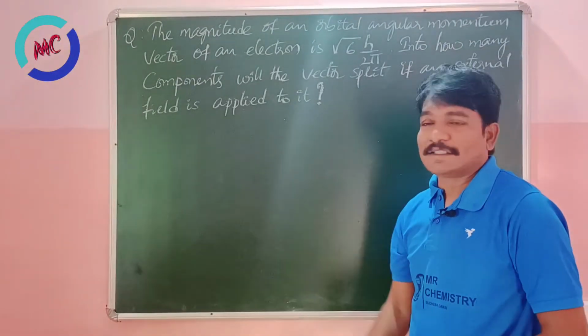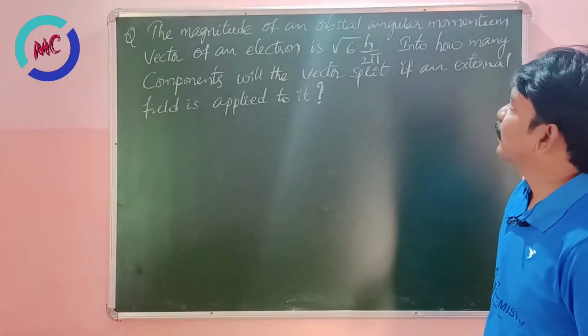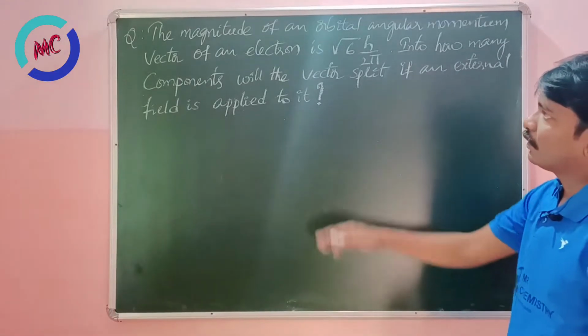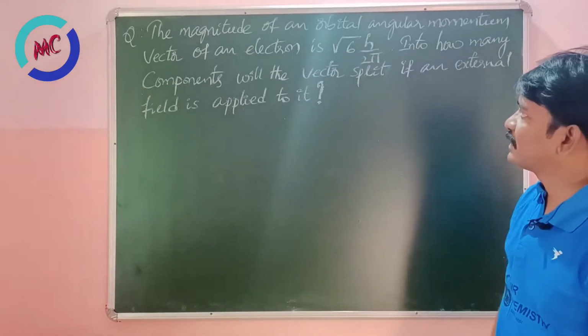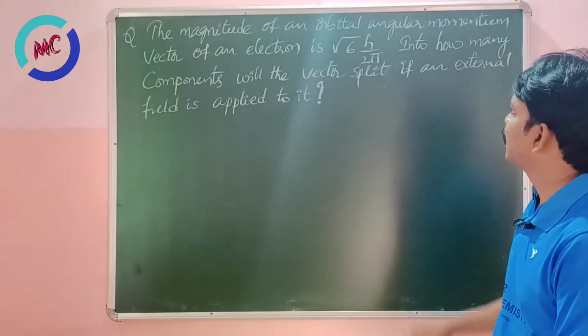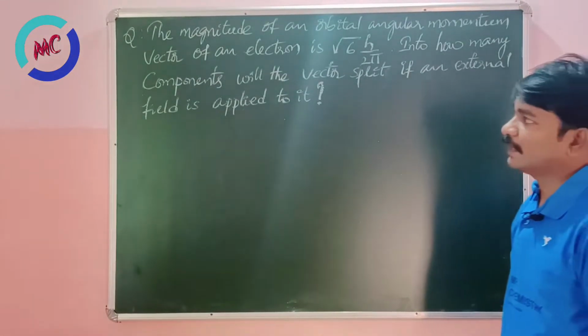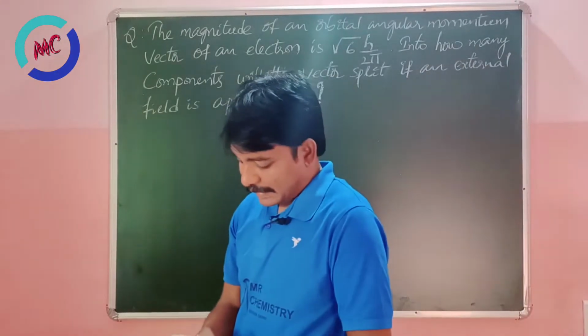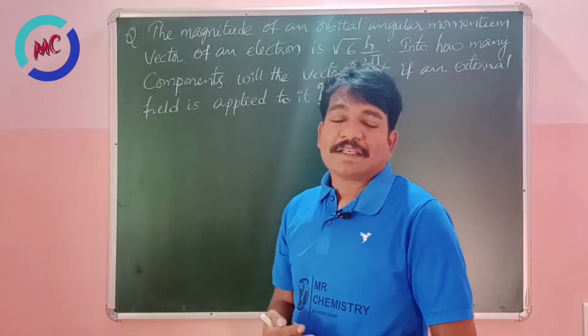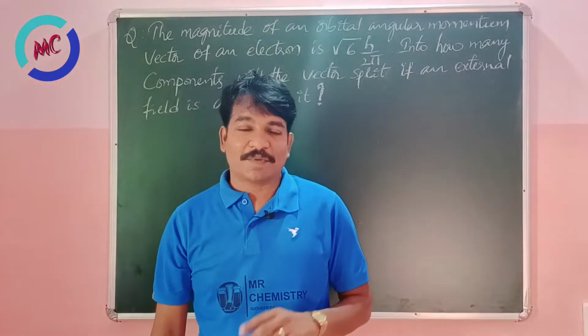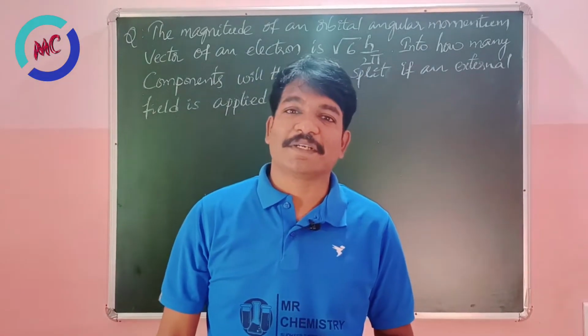Now we have one more calculation. The magnitude of the orbital angular momentum vector of an electron is root 6 h by 2 pi. Into how many components will the vector split if an external field is applied to it? There are two types of external fields. One is magnetic field, another one is electric field.